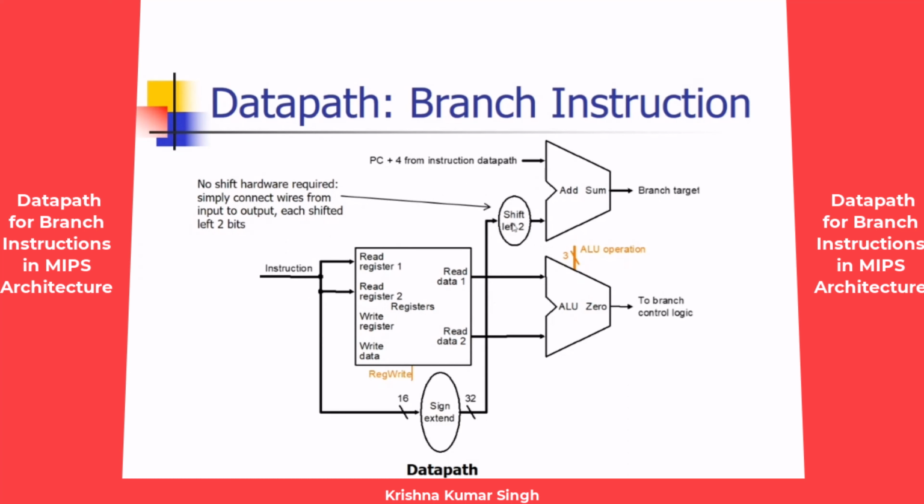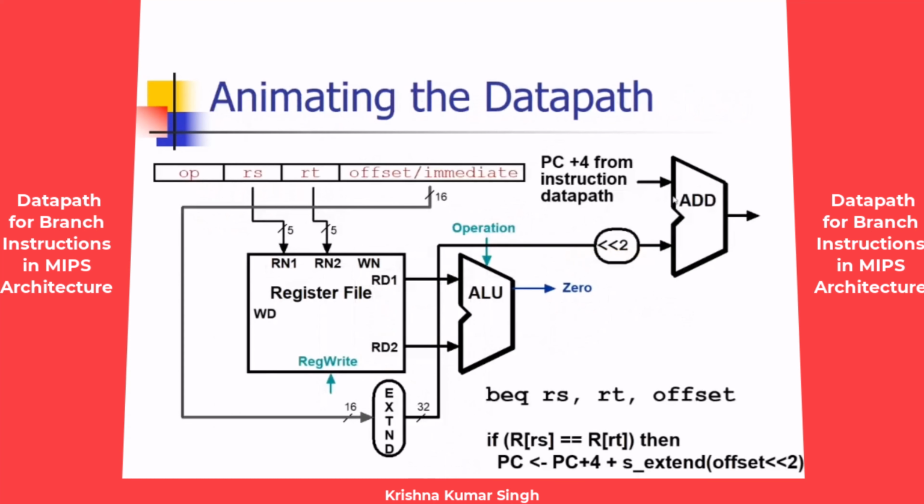After shifting the relative address 2 times to the left, it will be added to the current value of the program counter. The program counter now points to the next instruction. So program counter plus 4 and this relative address will be added together to find the branch target address.